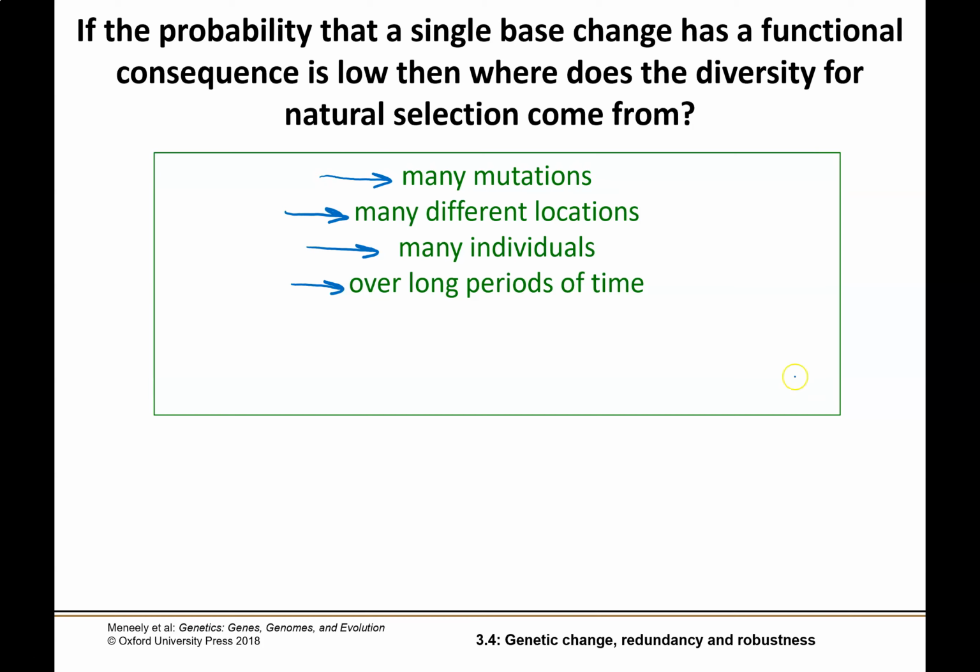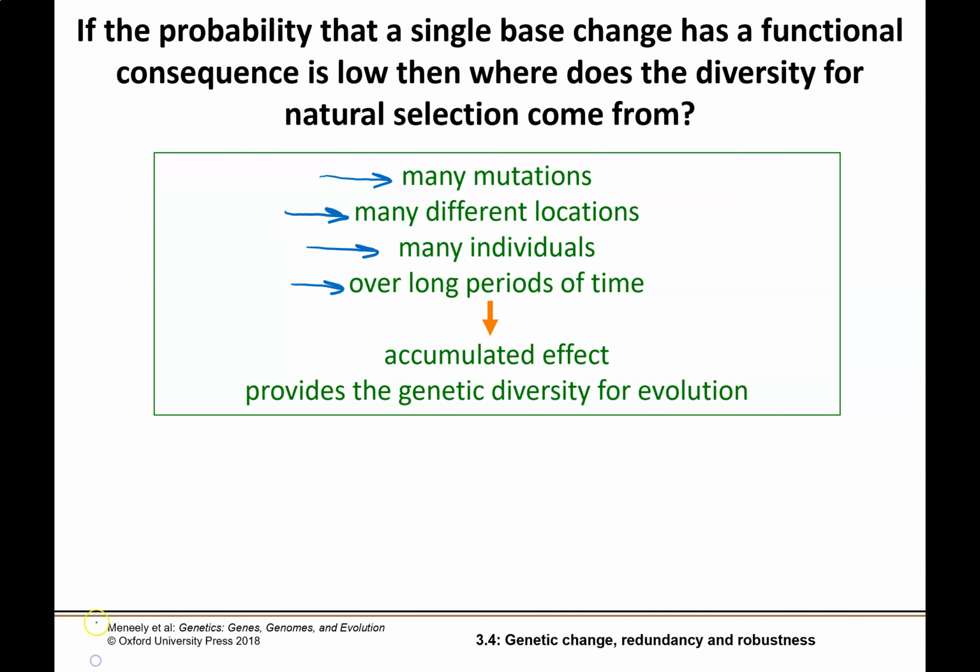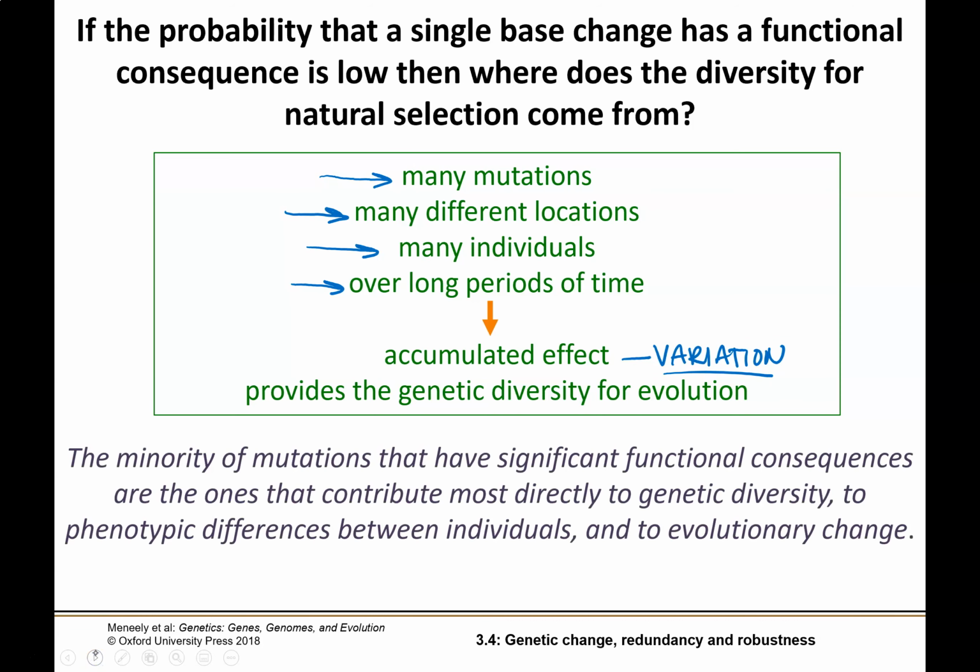So when you put all of these things together, many mutations at many locations among many individuals during a long period of time, you get this accumulated effect of genetic diversity. So you basically accumulate variation on which natural selection can work.